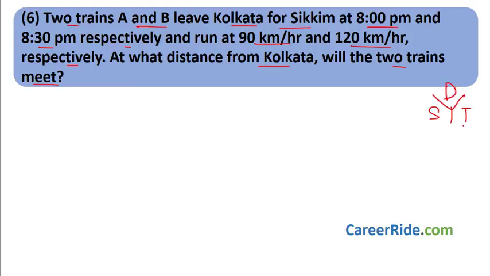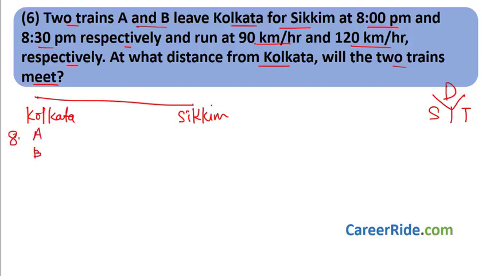We will have DST as usual, and over here let's draw our line diagram. We have Kolkata over here, and the trains leave for Sikkim. They want to reach Sikkim. Okay, this is Sikkim. Now there are two trains, A and B. A leaves at 8 p.m., B leaves at 8:30 p.m. Speed of A is 90, speed of B is 120. After half an hour B leaves, and both of them meet at, say, this point before Sikkim.